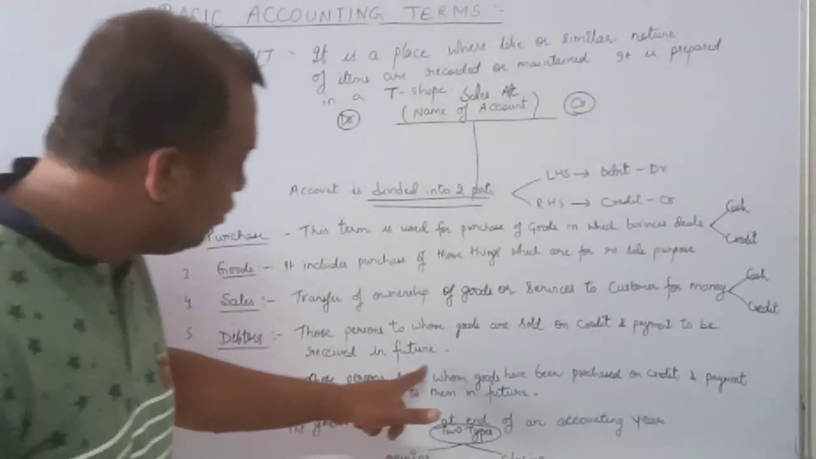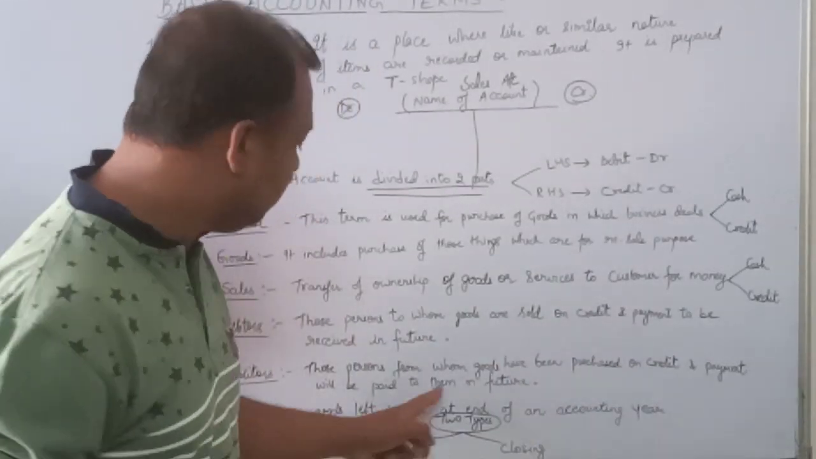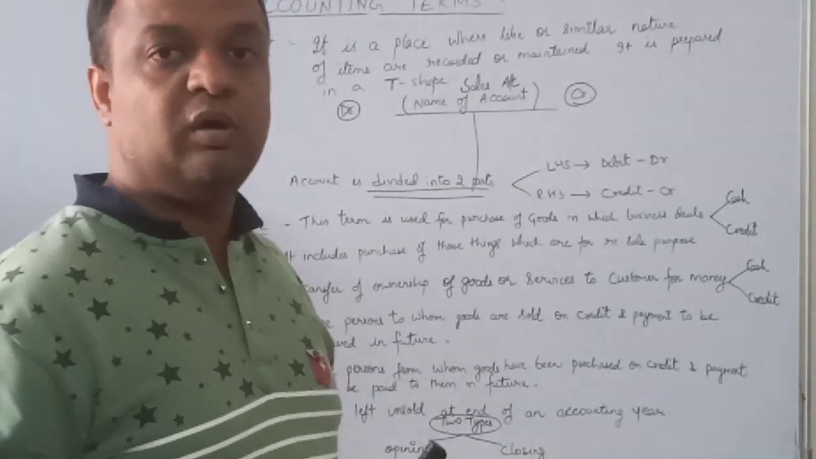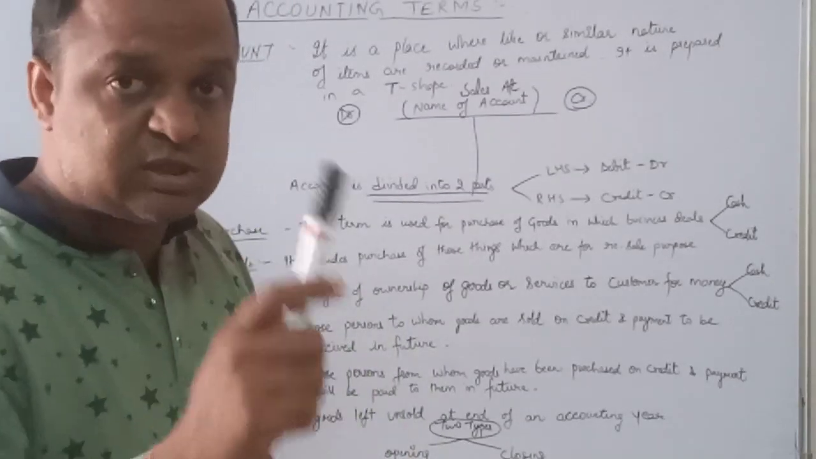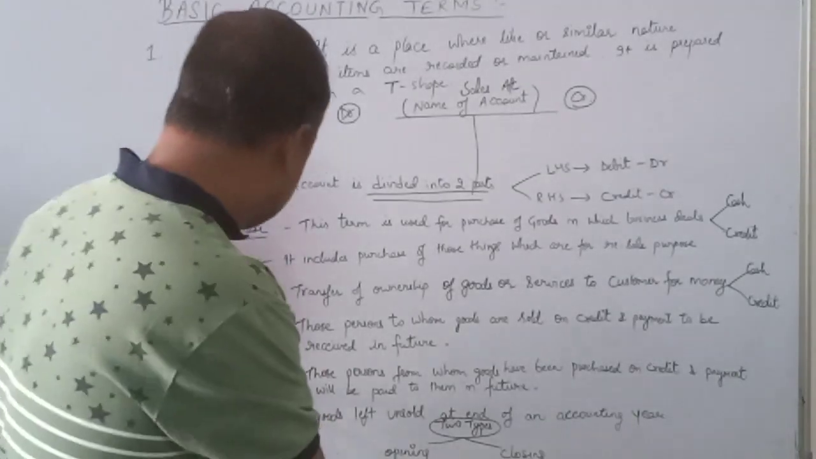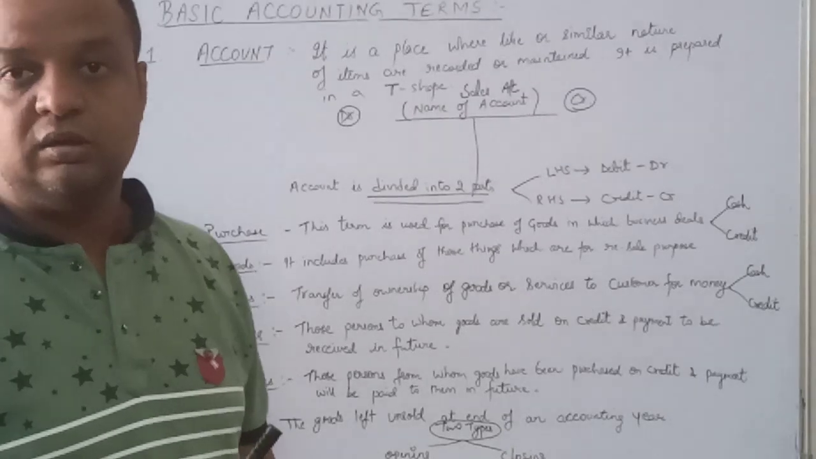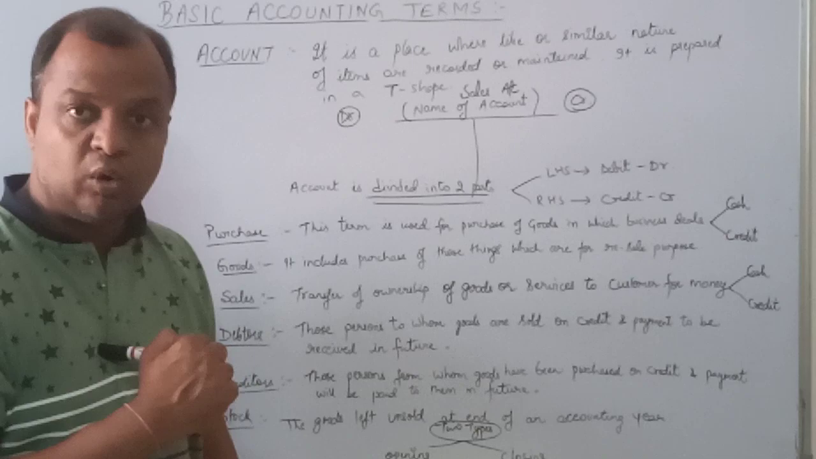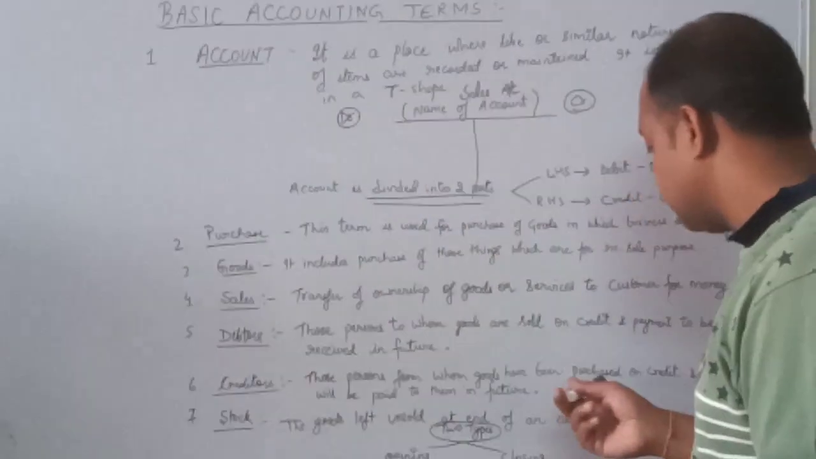The person from whom goods have been purchased on credit and the payment will be made to them in future. If I am a seller, someone would be a purchaser, and that person who has purchased the goods is the creditor of a business. He is the creditor because he will make the payment to me. Then that person who will make the payment is creditor.